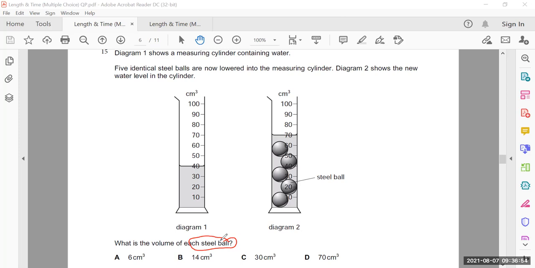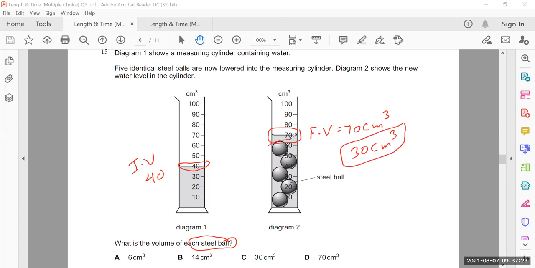Now, children, here without adding the steel balls in the measuring cylinder, you can see the initial volume. Initial volume is 40. And when the five balls are added into the measuring cylinder, you can see the final volume is 70 centimeter cube or milliliter. The difference is now 70 minus 40, 30. Now, what is this 30 centimeter cube? This 30 centimeter cube is the volume of the five balls. Volume of five balls, children.